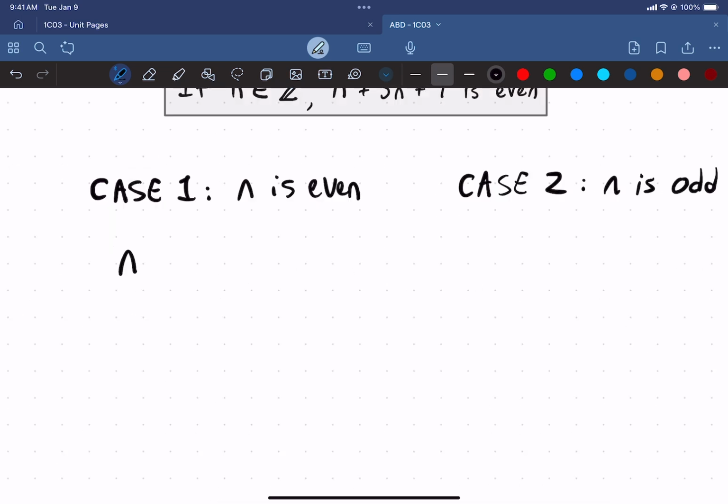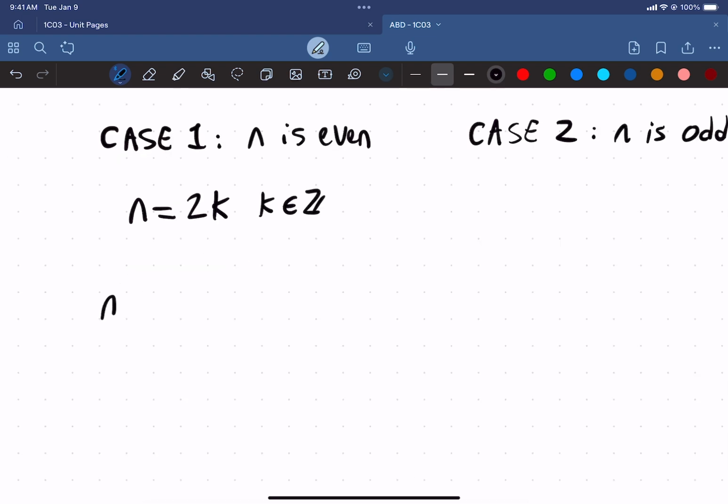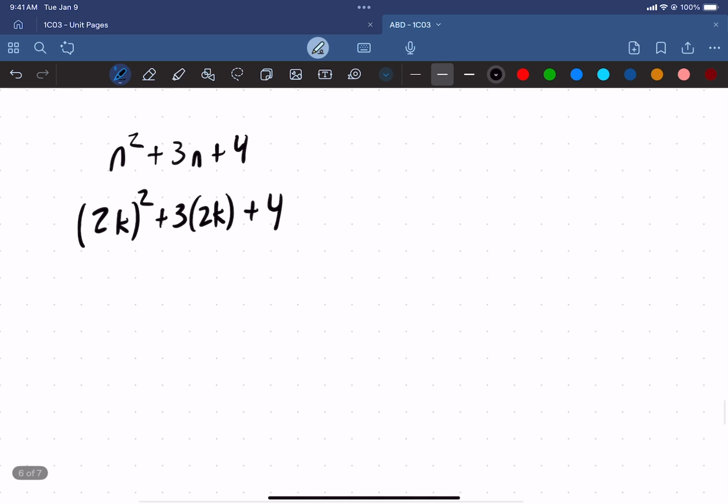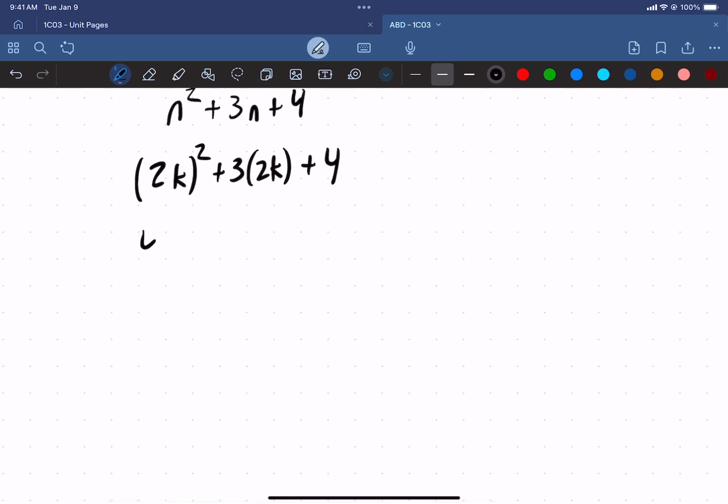If n is even, then we can say that n is represented as 2 times k, where k is an integer. So we can say that n squared plus 3n plus 4 is the same thing as 2k squared plus 3 times 2k plus 4. So this is when we can start doing some manipulation. We can say that this is 4k squared plus 6k plus 4.